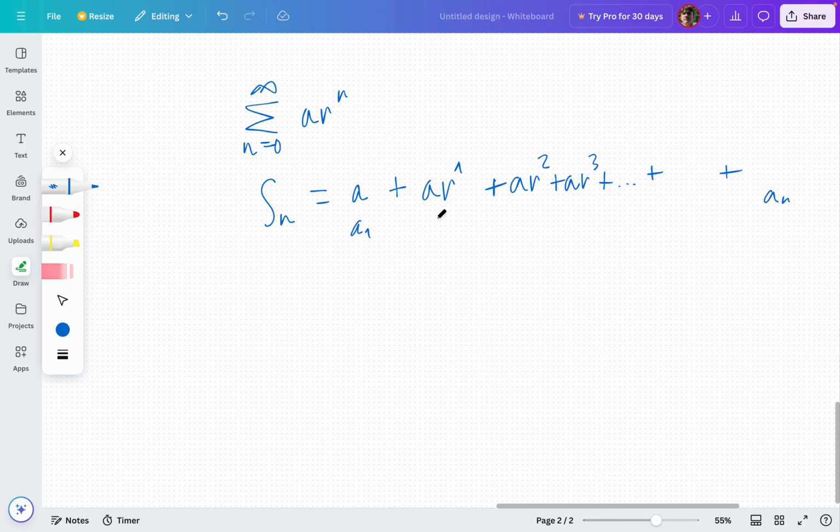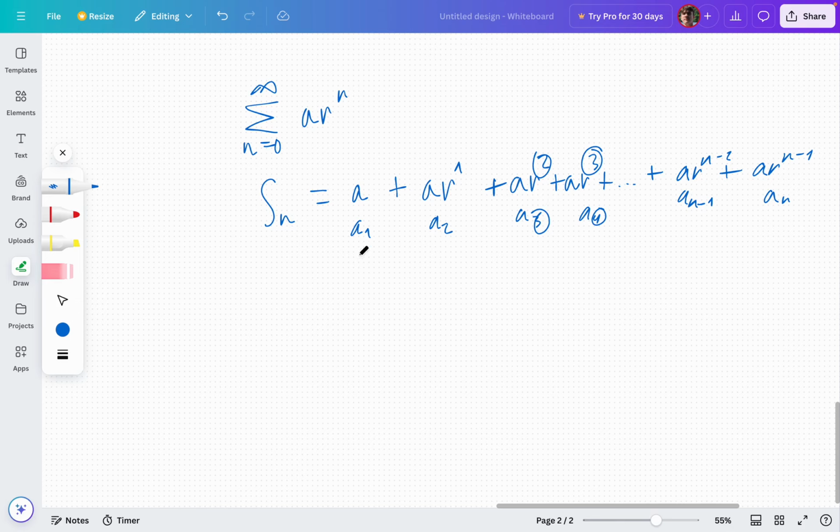This would be a sub 1, this would be a sub 2, a sub 3, a sub 4, and so on. Now let's note here that our power is always less by 1 than our index in each case. Therefore, we can conclude that the last term would be ar raised to the power of n minus 1. And the term before it would be a sub n minus 1, ar to the n minus 2.